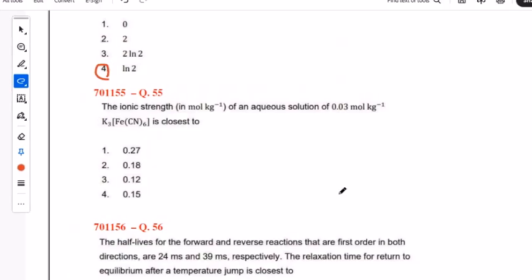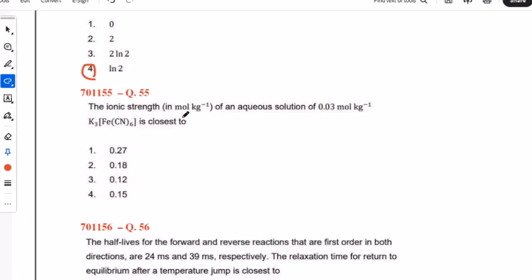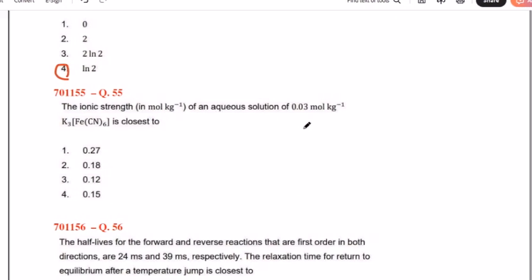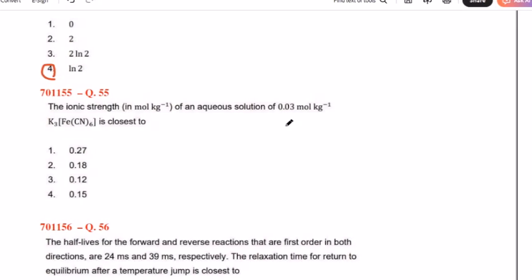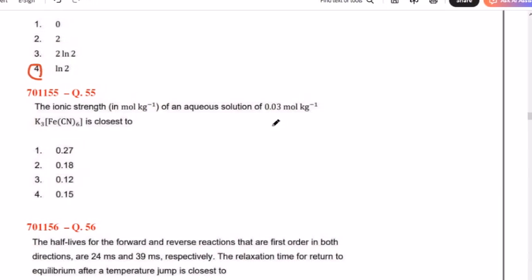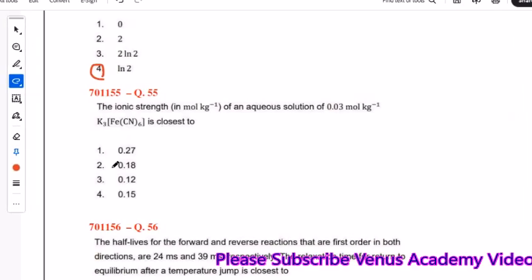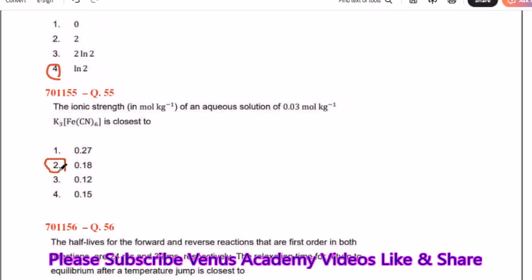Next, question number 55. The ionic strength in mole per kilogram of an aqueous solution of 0.03 mole per kg potassium ferrocyanide is closest to, option number 2, 0.18, is the correct option, friends.